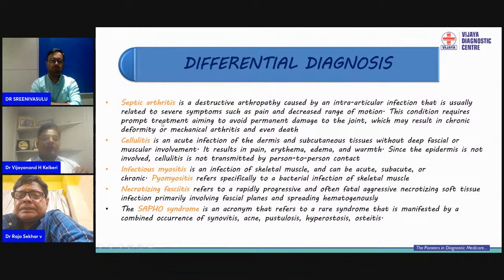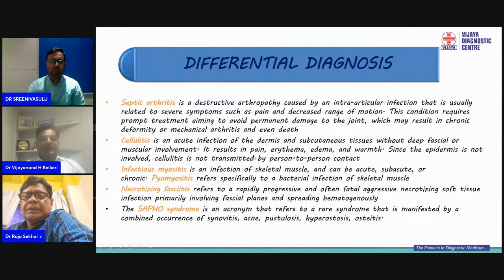Okay, so we need to be very precise in diagnosing septic arthritis, because every day the septic arthritis can progress at a very fast pace. So we need to be very proactive in identifying septic arthritis. Next is cellulitis. Basically, it is the inflammation of the subcutaneous plane and dermis part.